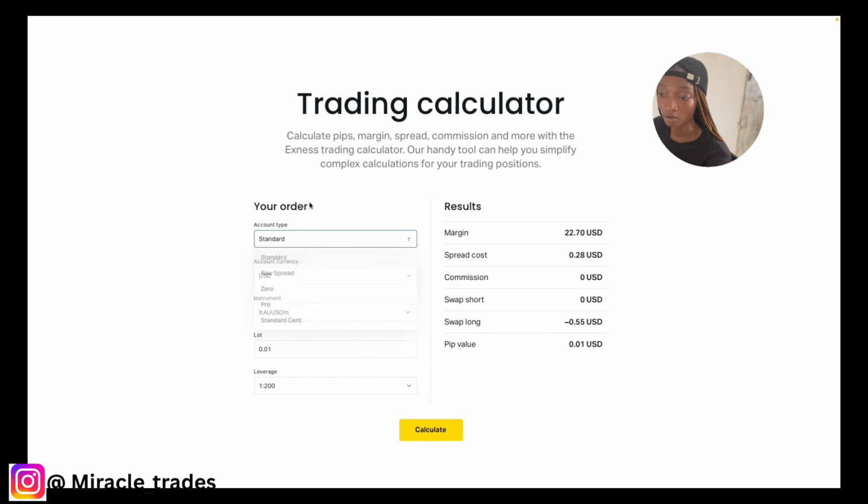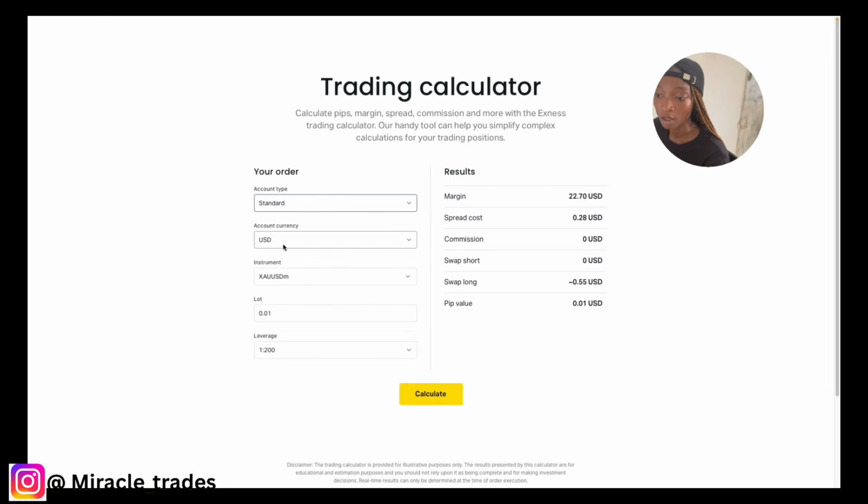So first of all, you see that we have standard accounts. These are different accounts, and for each account you can see they have raw spread, zero spread, pro, and also standard cent. So for each account you have, their spread also varies. But Exness actually reduced their pro account spread by 22% across I think 28 major and minor FX pairs, and you can even do your comparison to check them out.